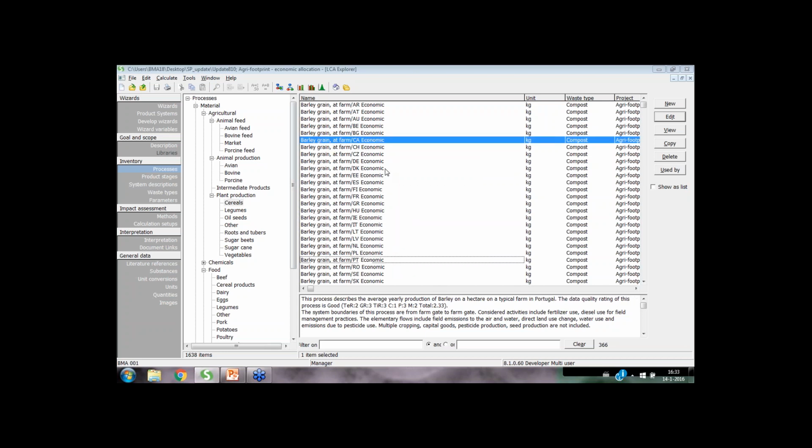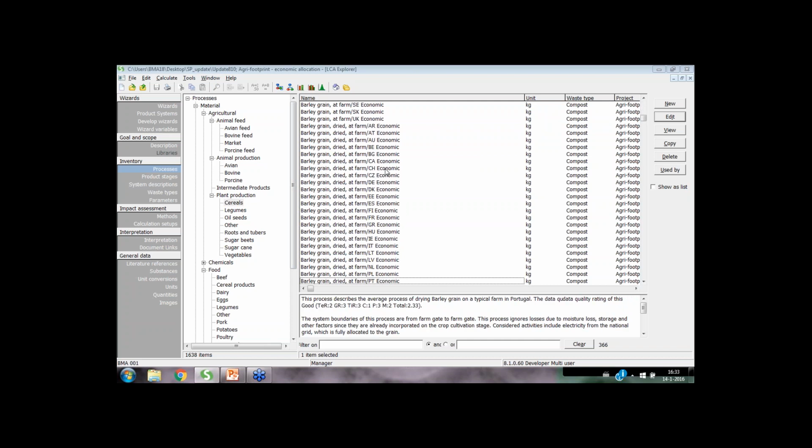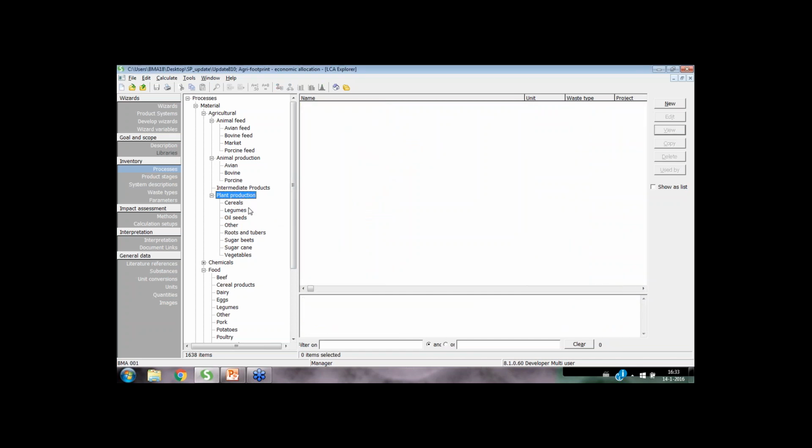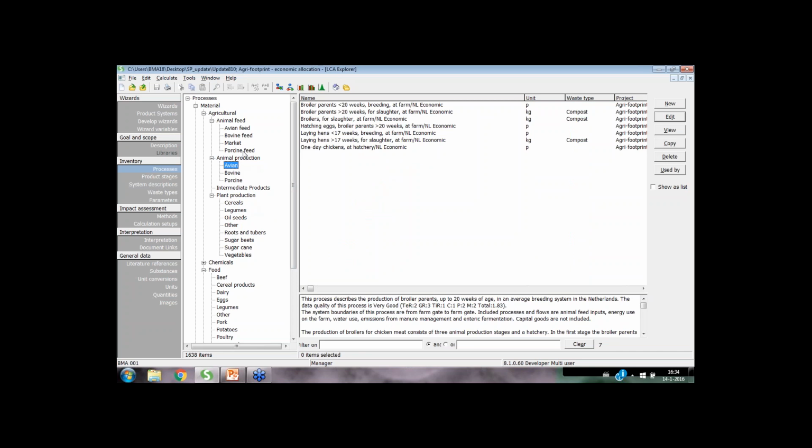There are lots of different cultivations listed here, for example, barley grain, but also maize, oats, wheat and rye, etc. So this is all in that folder. And we did the same for legumes, oil seeds, etc. Hopefully that will make it easier for you to find what you're looking for. We did a similar thing for the other categories in Agri-footprint 2. So for example, the animal production is now split in different folders, and the same for feed and intermediate products.